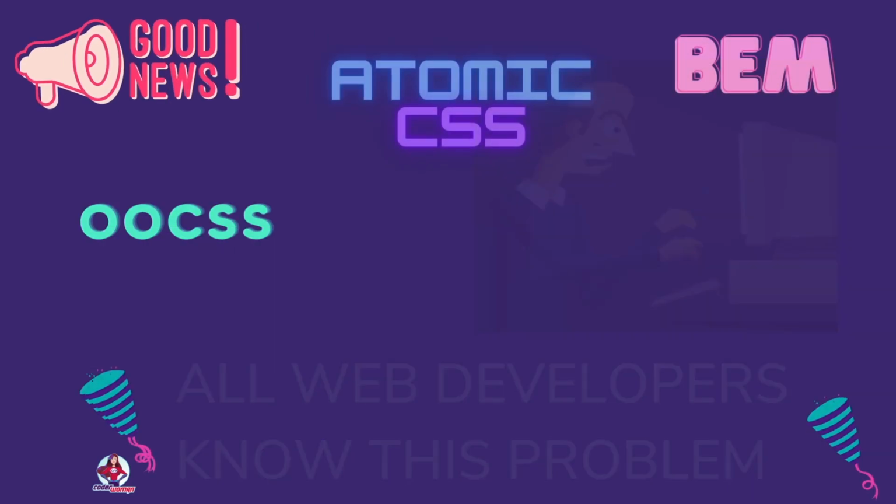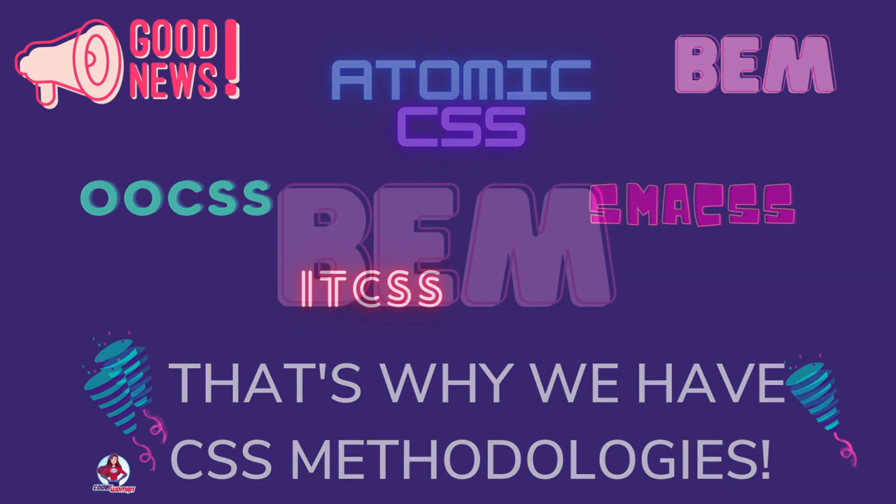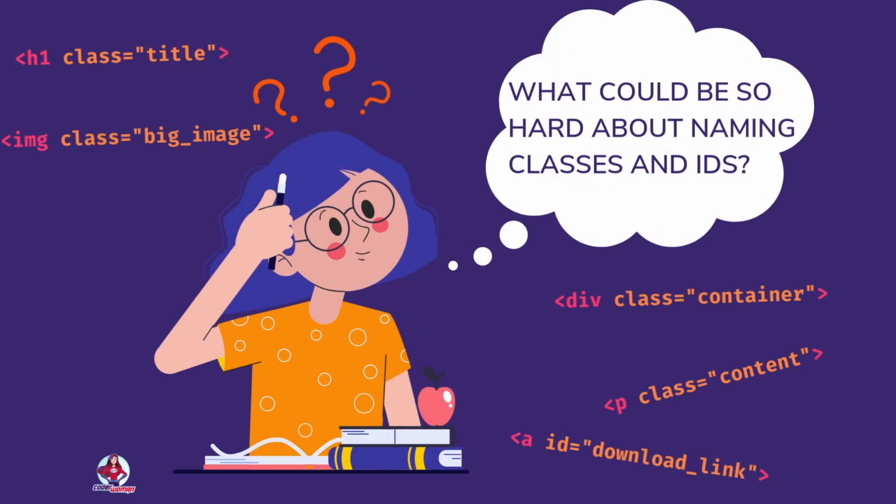That's why there are so many methodologies to help developers keep their code organized and easy to change or expand when needed. And that's where BEM comes in. It's one of the most popular. It's a set of rules we should follow when naming components in HTML and CSS. You might think, what could be so hard about naming classes and IDs? I just need to find a name that fits and I'm good to go. Well, it's not always that straightforward.